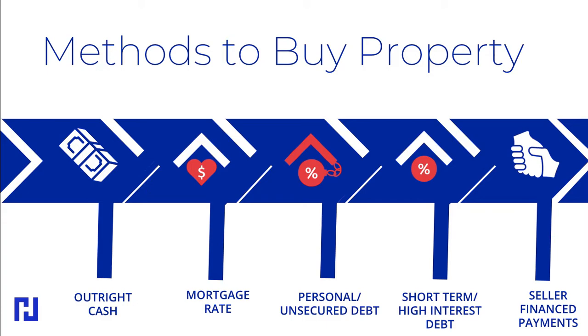There are a number of methods to purchase property. Some of them include purchasing it with cash outright, using a mortgage at a standard interest rate, using personal or unsecured debt, using short-term or high interest rate debt, or seller finance payments.